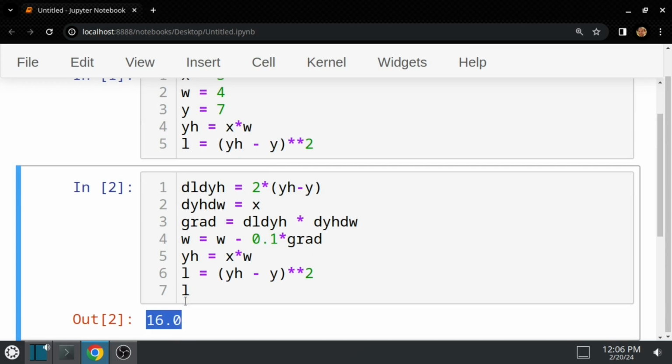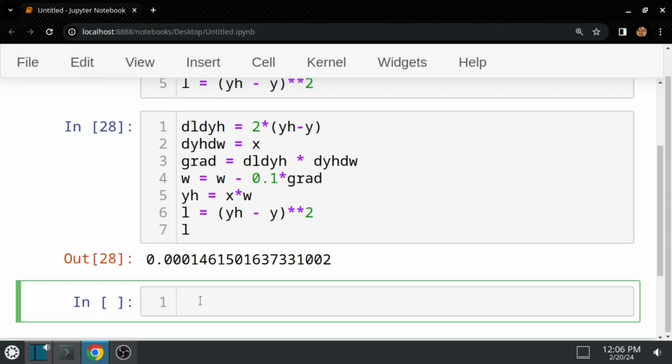Okay, the loss is 16. So if I run it again, now it's 10. We want the loss to be as close as possible to 0. Run it again. 6, 4, 2, 1. As you can see, the loss keeps getting lower and lower.